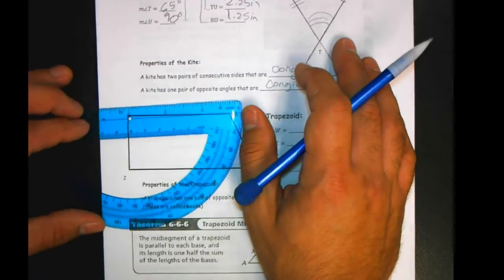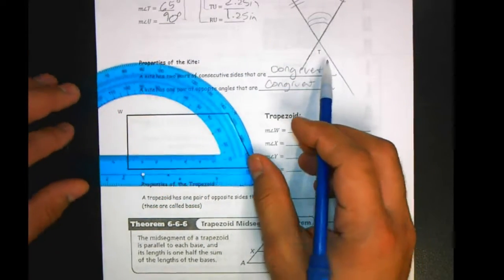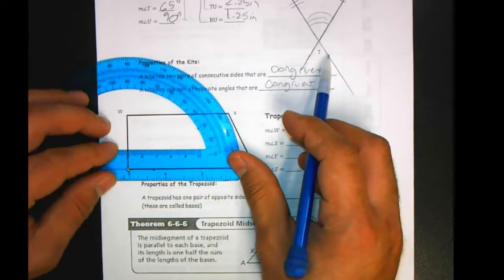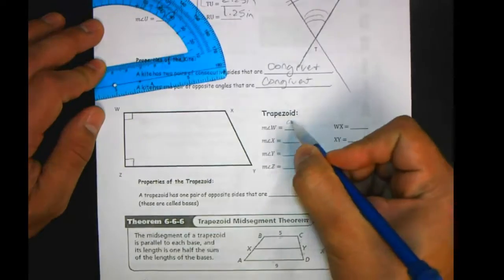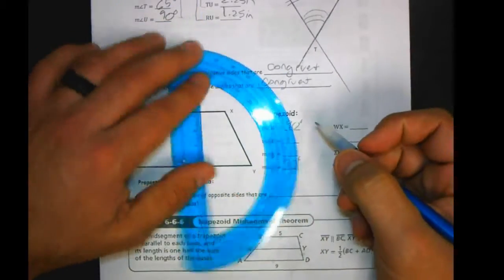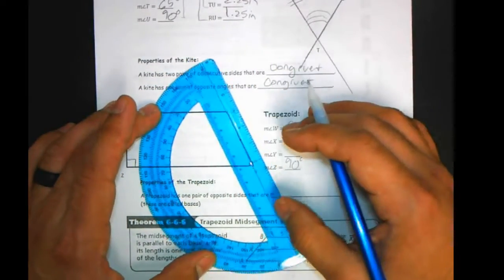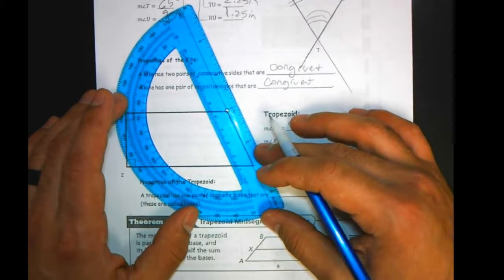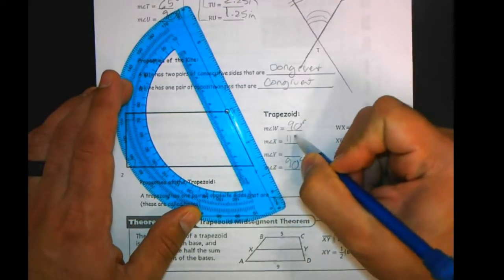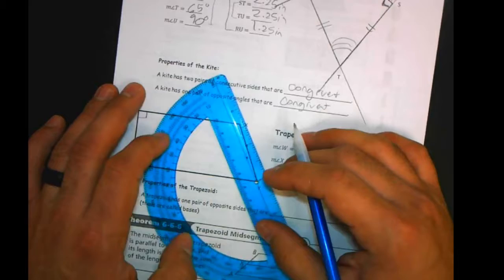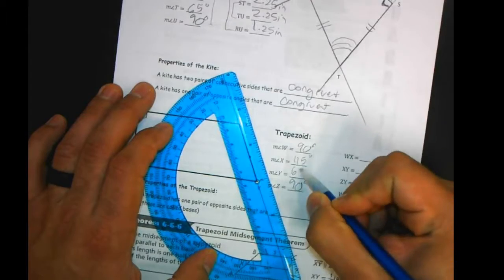Angle W looks like 90. What do you know? It's 90. If you continue that line, there's 90. Looks like Z is 90. What do you know? If you keep it going, it goes 90. Okay, so W and Z are 90. Let's measure these. So angle X, we line it up. It's obtuse between 110 and 120, so it's 115. And then with Y, we line it up. It's between 60 and 70. It's acute, so 65 degrees.